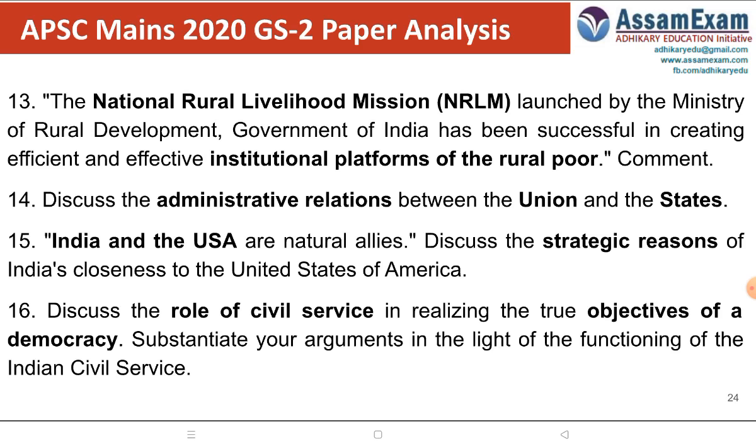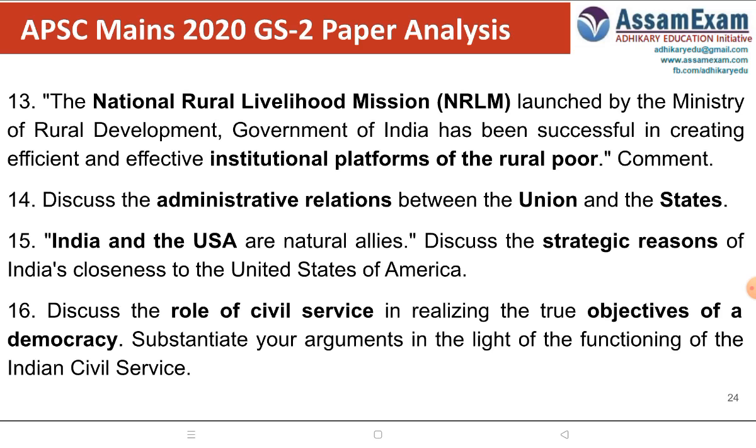Next question. India and the USA are natural allies. Discuss the strategic reason of India's closeness to the United States of America. The reason is both are democracies. India is a democracy, the US is also a democracy. Both are very large democracies. Then both nations are very large economic powerhouses nowadays. India and the US are two of the largest economies, and both have very big trade relations. Then a large number of people of Indian ethnic origin are settled in the USA. They are doing very well there. They are in very important positions. Then India also is not in a very good relationship with China, at least politically. Same with the US. So, friends, the enemy's enemy is a friend.